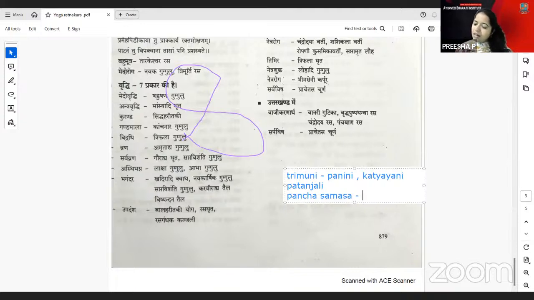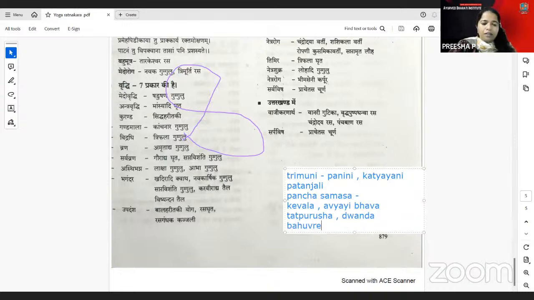Pancha Samasas are Kevala, Avyayi Bhava, Tatpurusha, Dvanda, and Bahuvrihi Samasa. These are the 5 types of Samasa which can usually be asked.